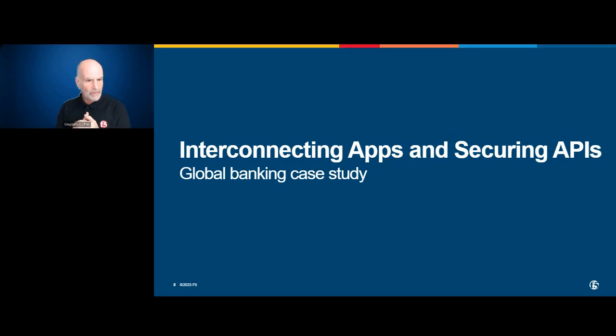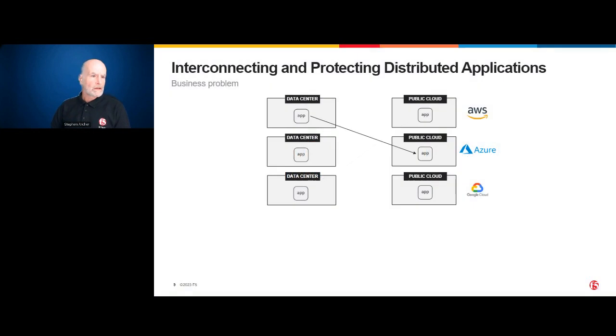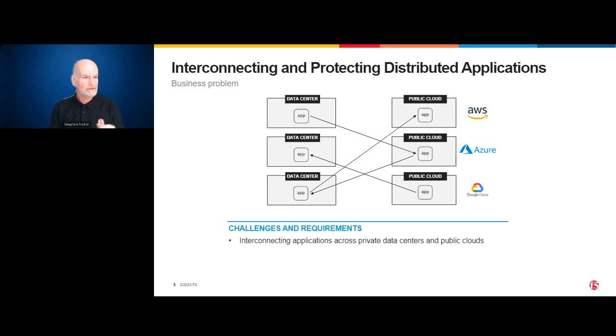So let's talk about the first case study. This is a global banking case study, and the goal here was really to interconnect applications and APIs and secure them. So you can see here that we've got a number of data centers and a number of public clouds with application components spread across them. And the application components need to leverage each other to pull or push data around. And the challenges and requirements that were presented to us were that they wanted to interconnect these applications across private data centers and public clouds.